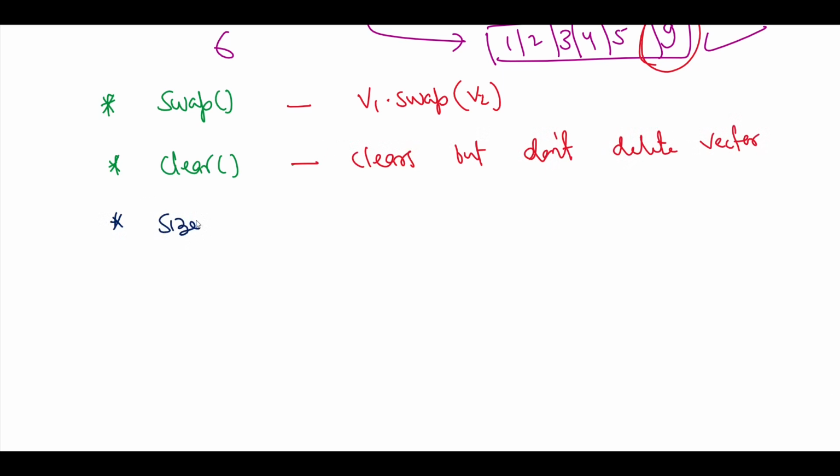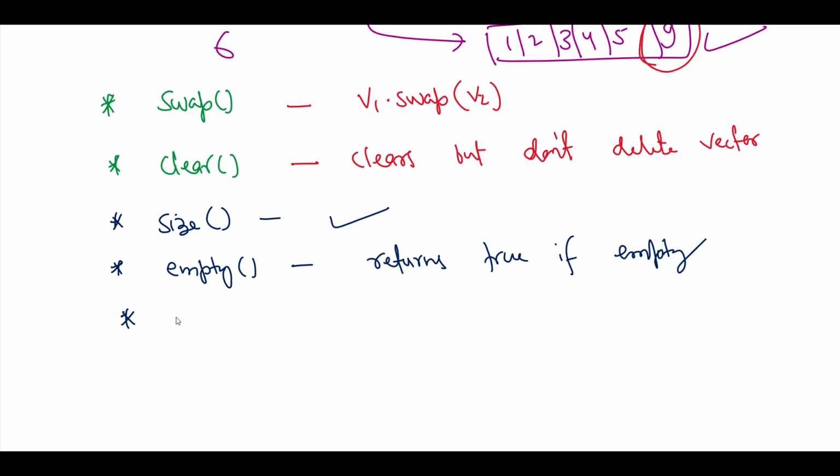Another function is similar to the size function of the array, and it will find out the size of the vector. There is another function, empty. It will return true if the vector is empty. The next function that we have here is capacity, and it's similar to max size of the array. It will return the number of elements that can be inserted in a vector based on the memory allocated to the vector.